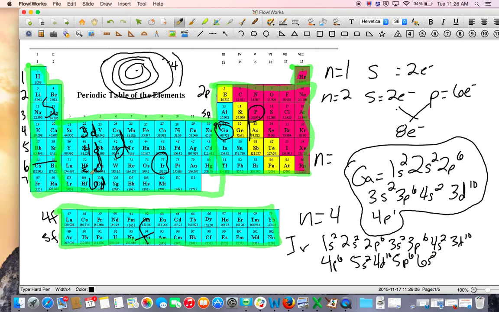All right, now look, 55, 56, I have to jump down. 55, 56, 57, I have to actually fill up 4f first, all 14 of them. Now once 4f is filled up, I can come back. I am in 5d, and I'm at 1, 2, 3, 4, 5, 6, 7. 5d7. That is the ground state electron configuration for iridium.